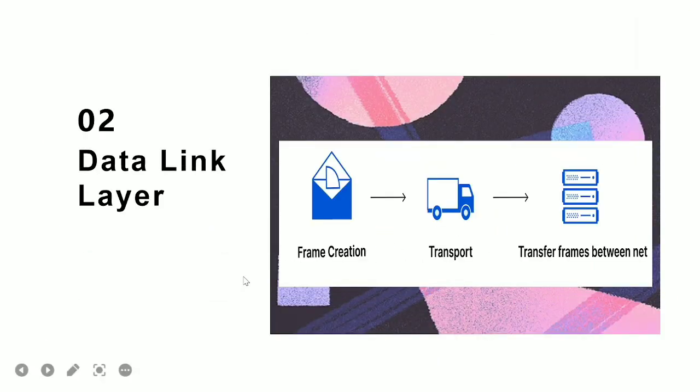Layer 2, the data link layer. The network layer and the data link layer are extremely similar. However, the data link layer allows for data transfer between two devices connected to the same network. Packets from the network layer are split into smaller units called frames by the data link layer.